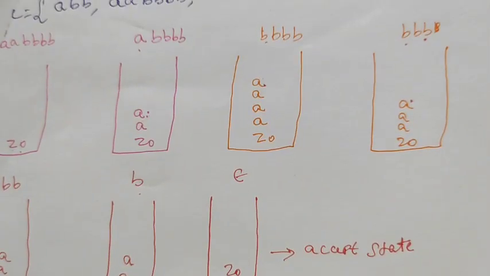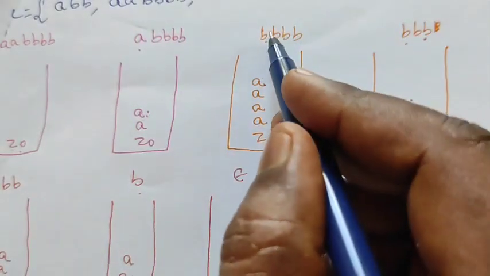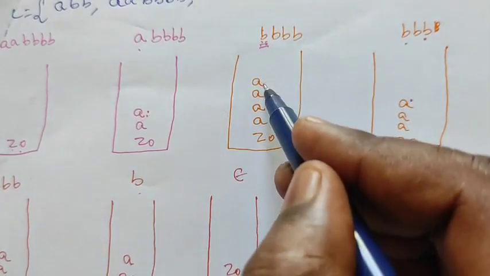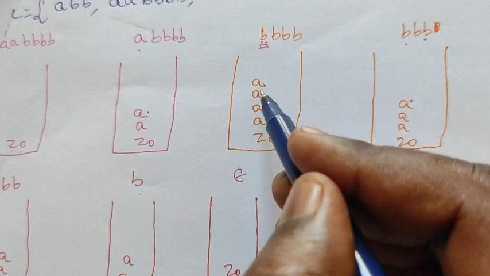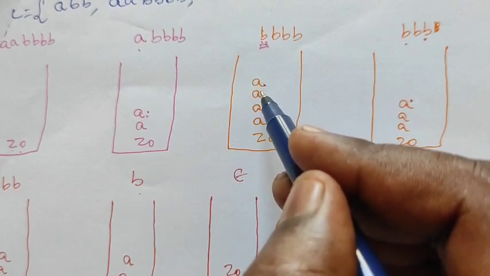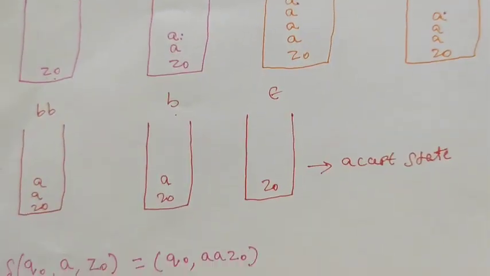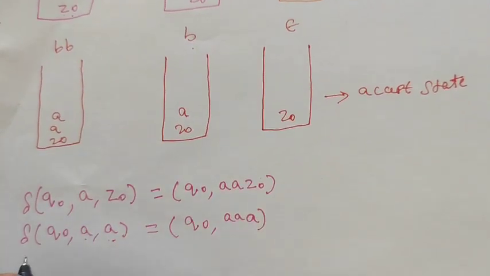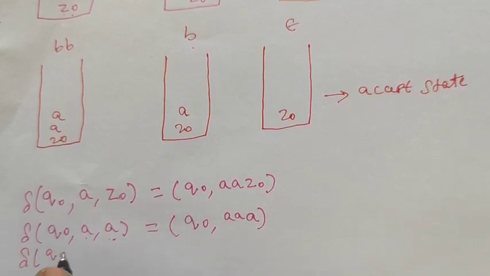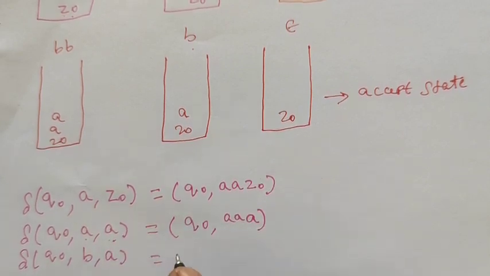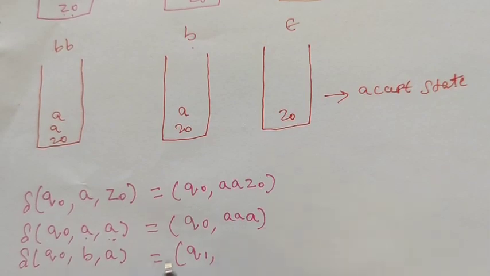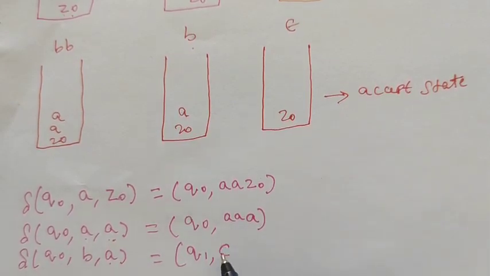Now we'll go for the third one. When we have input B and the topmost symbol of the stack is A, we have to pop it out. Since we are popping out, we will be moving from one state to another. That means you are in the state Q naught, we will be moving to the state Q1. So delta of Q naught, input is B, topmost symbol is A, and we go to the state Q1, and we pop this A. When we pop this A, that means A is replaced by epsilon. So this is the concept. We have written the third transition function.